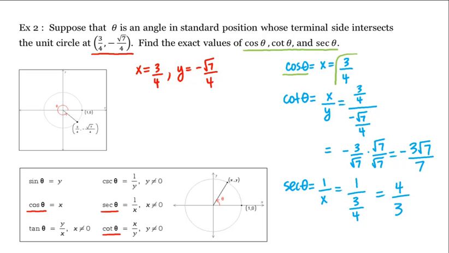So these are the three values we're looking for. Cosine of theta is 3 divided by 4. Cotangent of theta is negative 3 square root of 7 divided by 7. And secant of theta is 4 divided by 3. And this is how we find trigonometric values given a point on the unit circle.